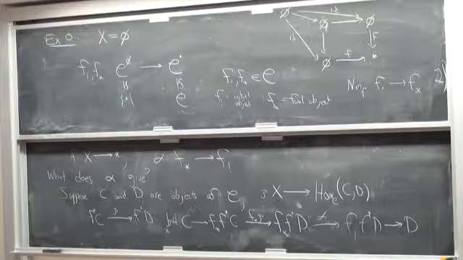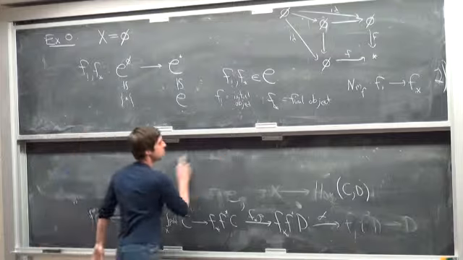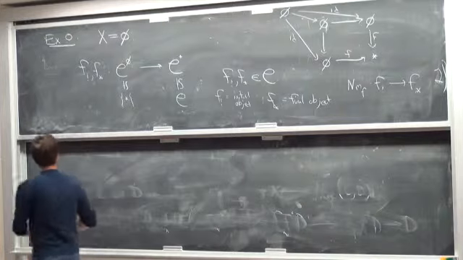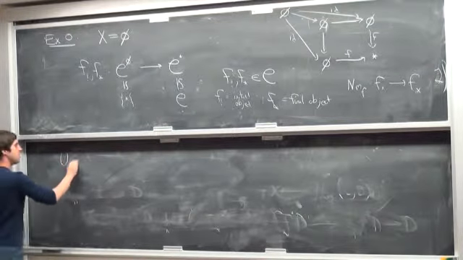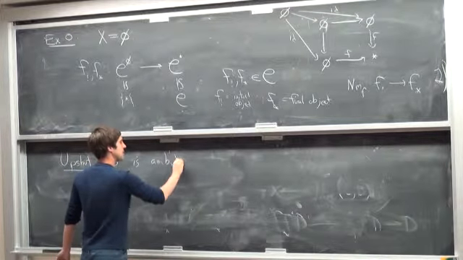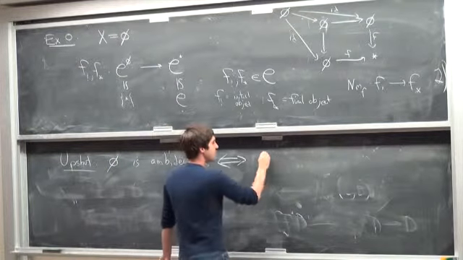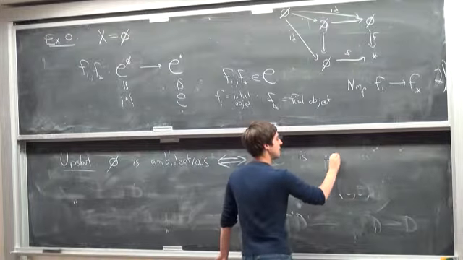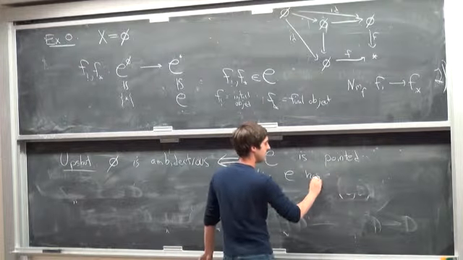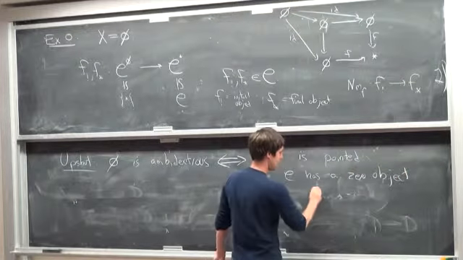So now what does it mean for the empty set to be ambidextrous? That means that this map should be an isomorphism. So what's the upshot of this discussion? The upshot is that the empty set is ambidextrous. That's an interesting condition on C. This is equivalent to saying that the category C is pointed, i.e., C has a zero object, meaning an object which is simultaneously initial and final.